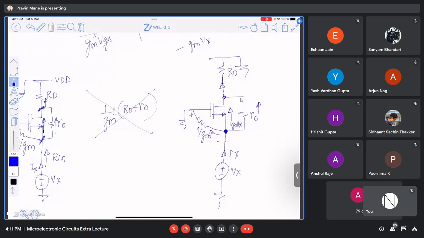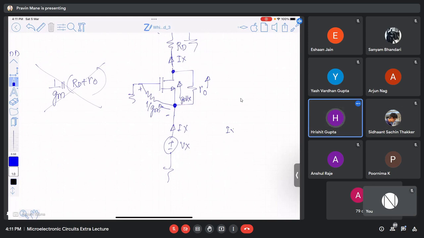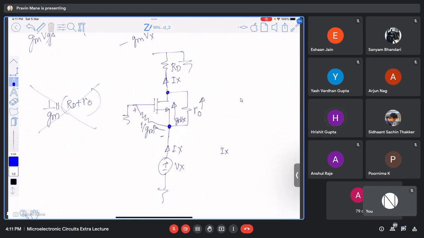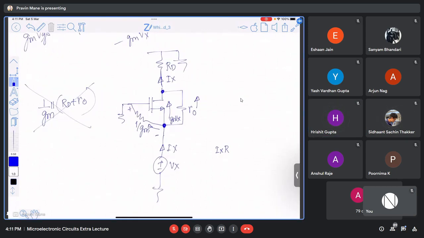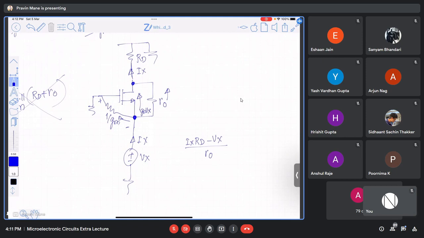What is the current flowing through RD in this direction? Ix. So what is the voltage at this point? Ix RD, no? Why minus? Plus, no? Current is going up. Ix RD minus Vx, divided by RO, right? Divided by RO is the current flowing through RO.